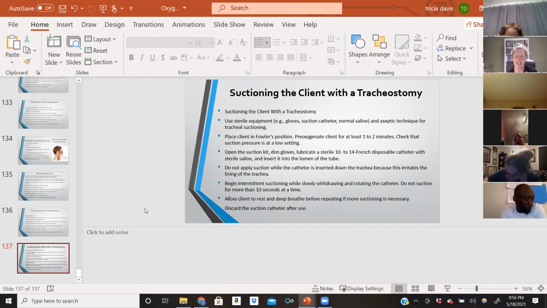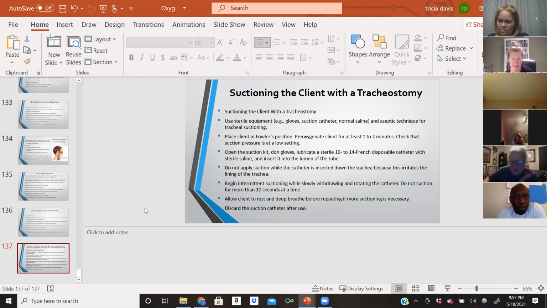You open your suction kit, usually at the side of the bed. You get your side table set up so that everything is right where you need it. You don your gloves. You lubricate your catheter, it's either going to be a 10 to 14 French or a 14 French disposable catheter. You're going to fill your little box with sterile saline. Then you insert the end of the suction into the tubing and apply pressure with your thumb, and it's going to suck back water. That way you're testing the tube to make sure that it's working. This isn't going to make a lot of sense until you see it in lab.